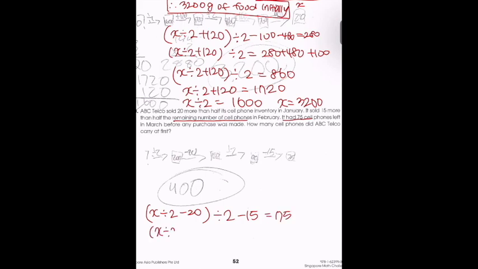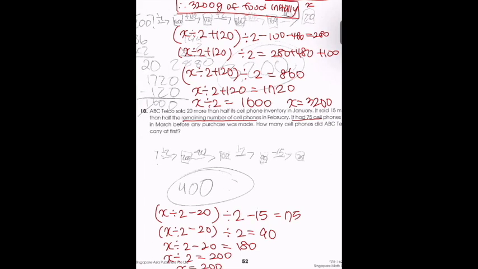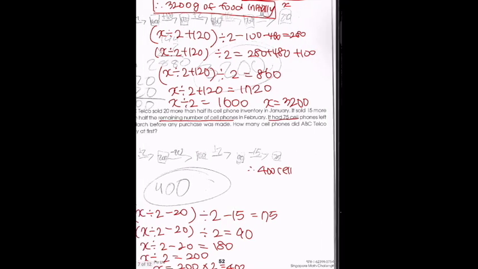Now again, we're going to work our way backwards. So we're going to add 15 and 75, which gives us 90. And then we're going to multiply by 2. So x divided by 2 minus 20 is going to be 180. x divided by 2 is going to be 180 plus 20, so that's 200. And so x is going to be 200 times 2, which is going to be 400. So that tells us that they carried 400 cell phones out first.